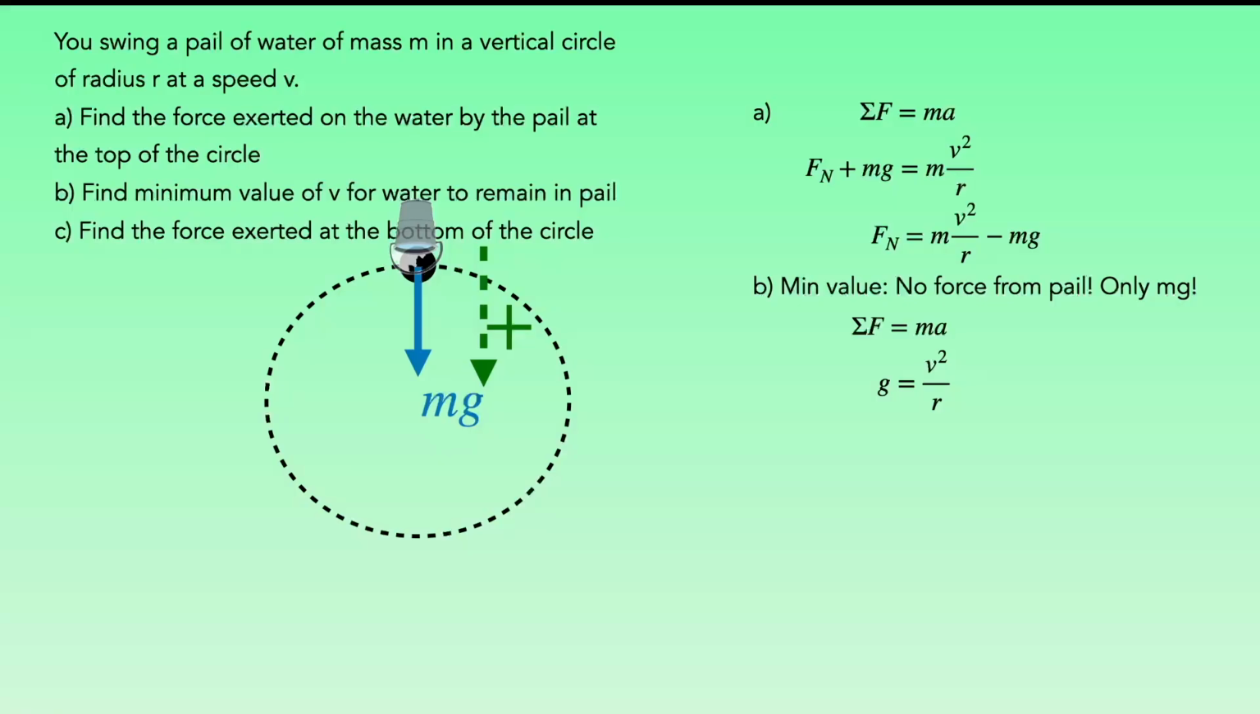Okay. The minimum value of v is going to be the square root of gr. I don't think I wrote that. Sorry about that. So v equals square root of gr.